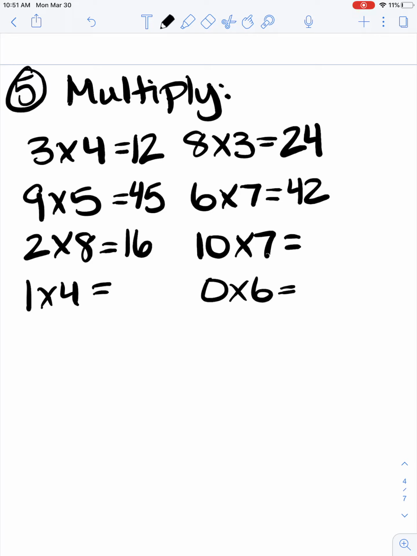10 times 7, you should know that. That's easy. We just do the 7 times 1. We could have counted by 10 7 times, but that's probably one of our easiest ones. And 1 times 4, any number times 1 is itself. And any number times 0 is always 0. So 0 times 6 is 0. I hope you guys did well on those and took your time.